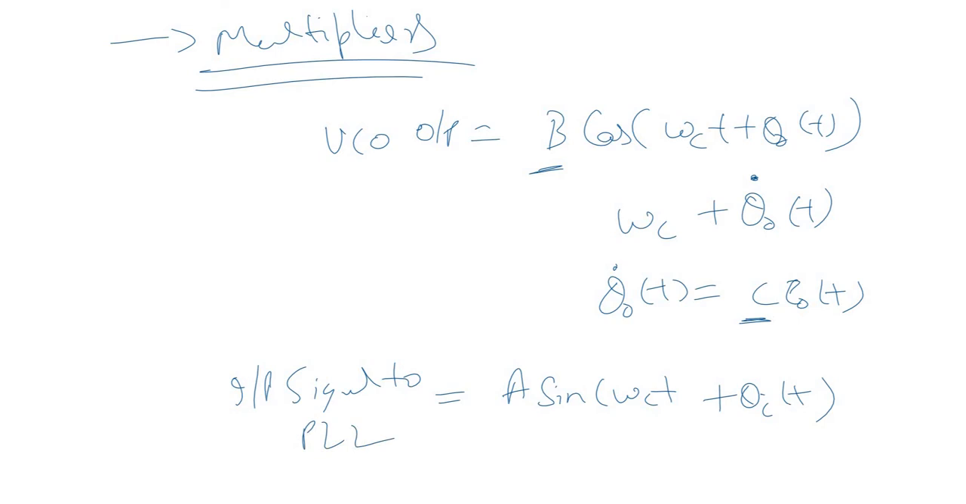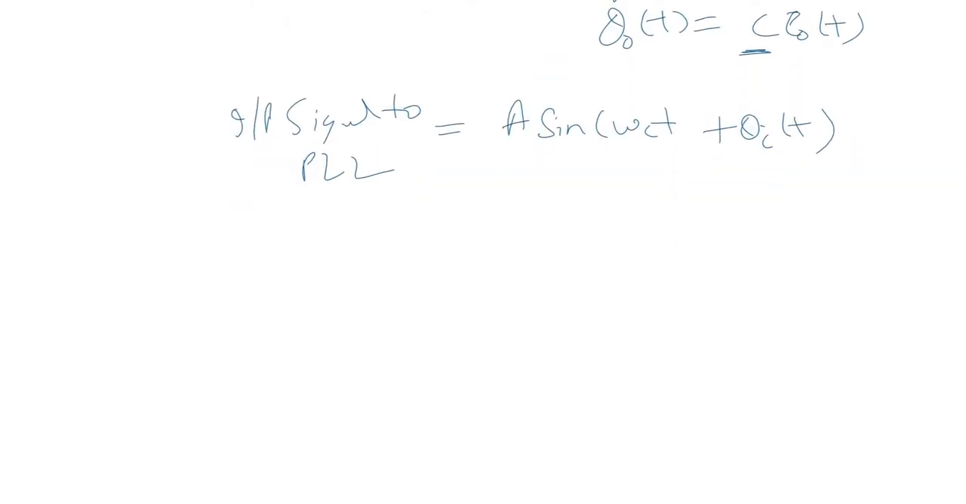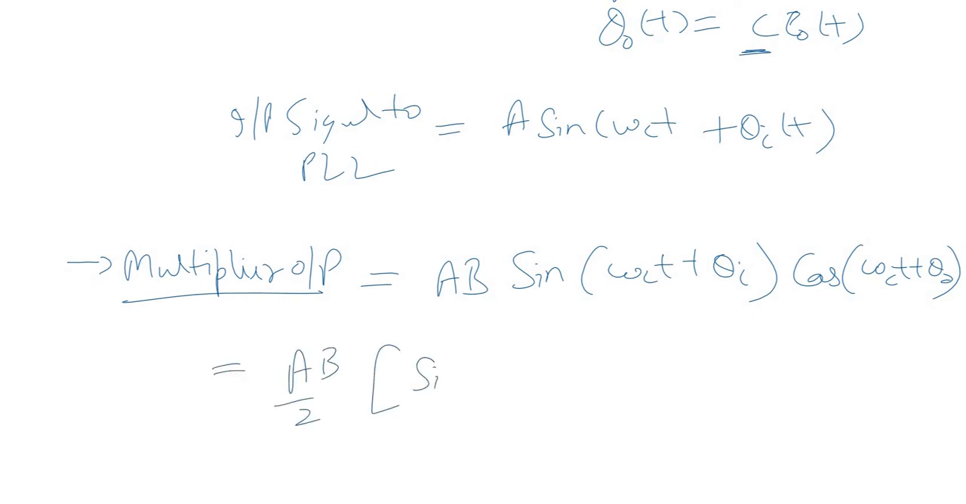So if this is the incoming signal, and when we multiply these two, let us analyze the multiplier output now. The multiplier output will be equal to A into B sine omega ct plus theta I into cos omega ct plus theta naught. If we further simplify this output, we get AB by 2 into sine theta I minus theta naught plus sine 2 omega ct plus theta I plus theta naught. This is the simplified form of the multiplied output.